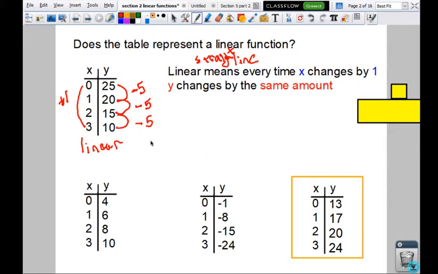So let's do a couple more tables, and then you guys will try one. Let's start with this table down here. The x part is easy. 0, 1, 2, 3. The x changes by 1. That part's fine. And then where it gets interesting is with the y's. So if I'm going from 4 to 6, how much am I changing by? 2. And because I'm going up 2, I'm going to say plus 2. So I want to make sure I go by plus 2 each time. From 6 to 8, that's plus 2. From 8 to 10, that's also plus 2. Plus 2, plus 2, plus 2. This is linear.